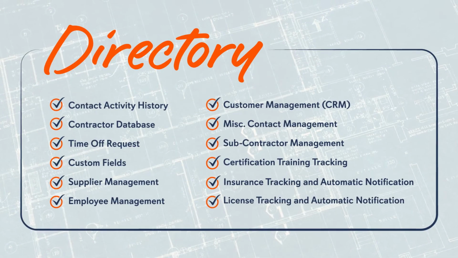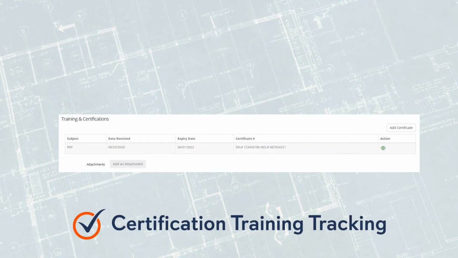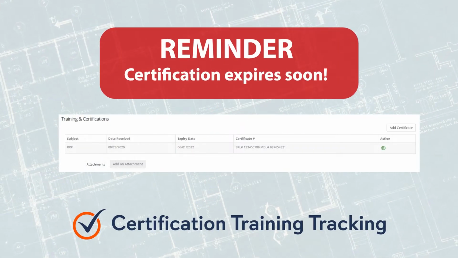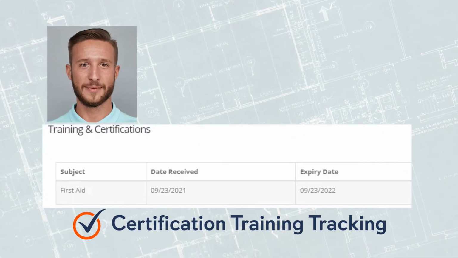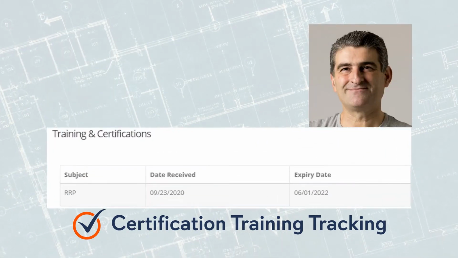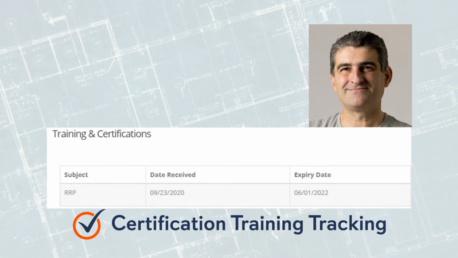Track employee certifications. See upcoming expirations, get reminders, print to report. Does Billy have a first aid certification up for renewal this month? And is Mike's RRP certification expired? See it all in one place.